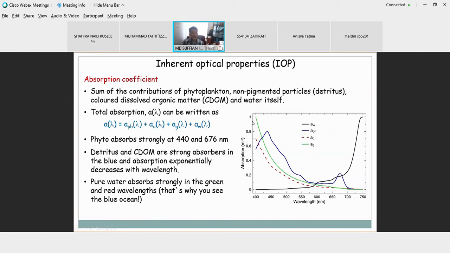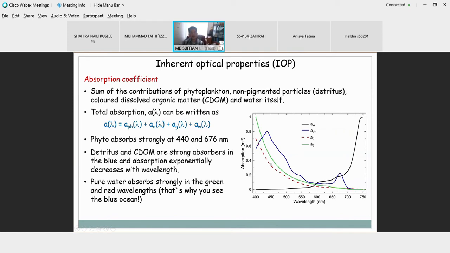And for detritus and colored dissolved organic matter, so you can see that the curve decrease exponentially with increasing wavelength. So the peak in the UV and blue wavelength, bermaksud bahawa absorption dia lebih tinggi di blue wavelength. Begitu juga dengan detritus, and low in the red wavelength.